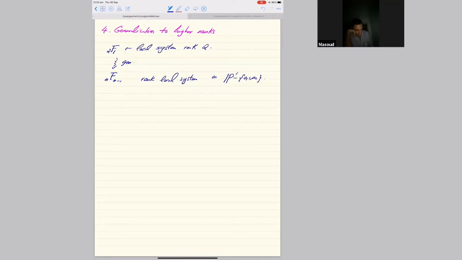And to specify it, we need 2n complex numbers, which I denoted by alpha 1 to alpha n and beta 1 to beta n. Generically, if the alpha i's are not equal to beta j for all i, j, then the corresponding local system is irreducible and rigid.